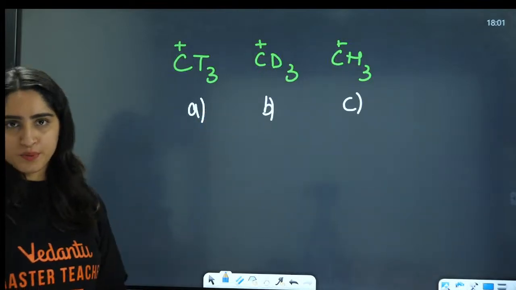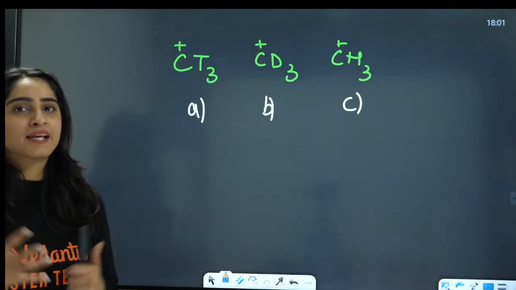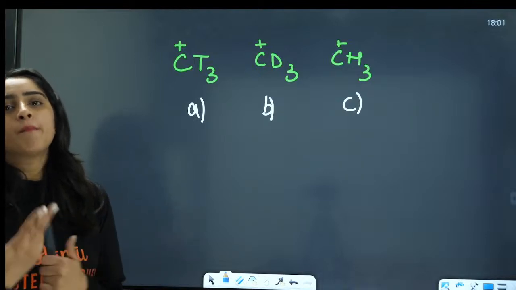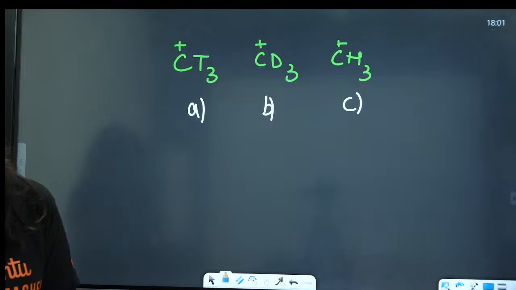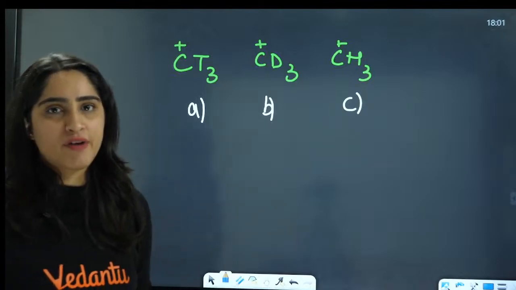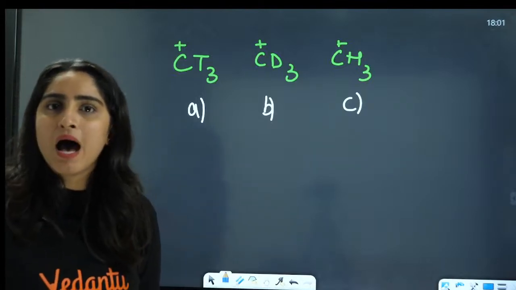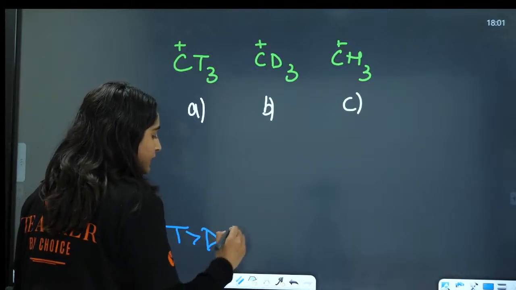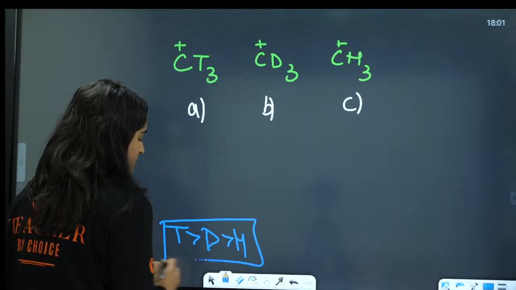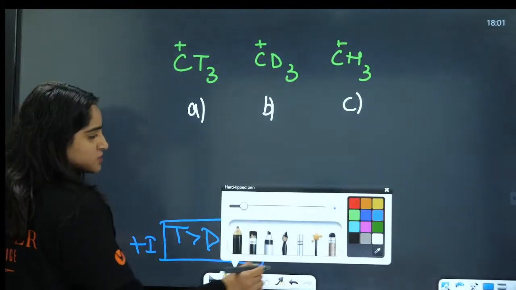These are the isotopes. The more the mass, the more the plus effect. That means the plus effect order is T, D, then H. This is the order of plus effect.